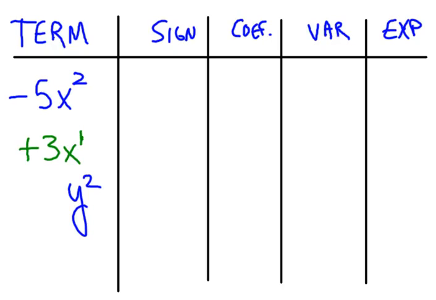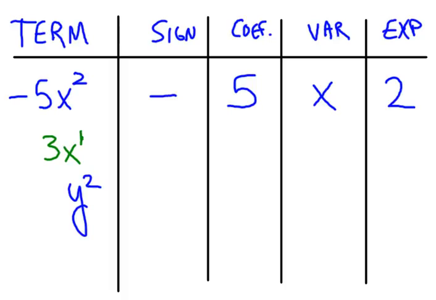Next thing I want to do is just walk you through some monomials and make sure you're good with what we got here. So this first one, you should see the sign is negative, the coefficient, the number in front, is 5, the variable is x, and the exponent is 2. Straightforward.